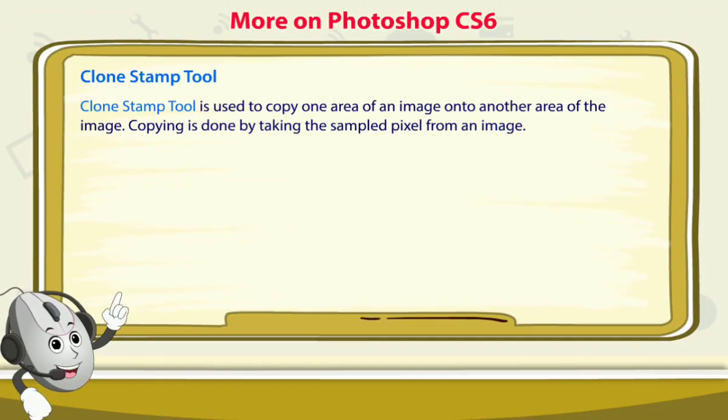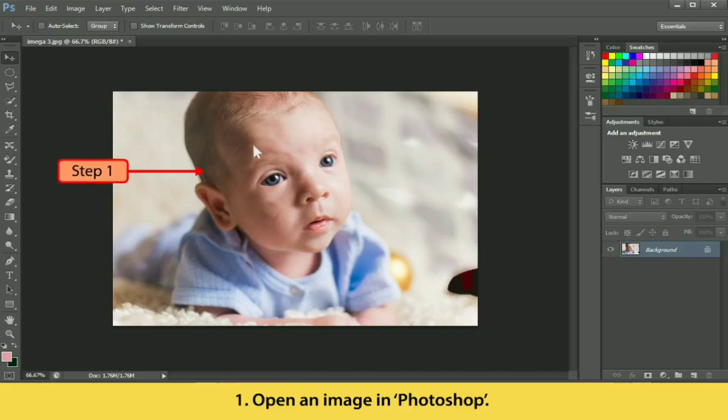Clone stamp tool. Clone stamp tool is used to copy one area of an image onto another area of the image. Copying is done by taking the sample pixel from an image. It is doing like a stamping. So let's learn how to use clone stamp tool.